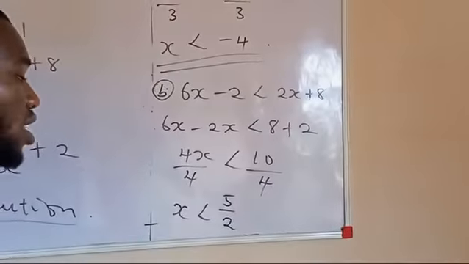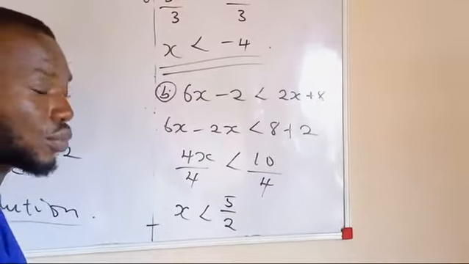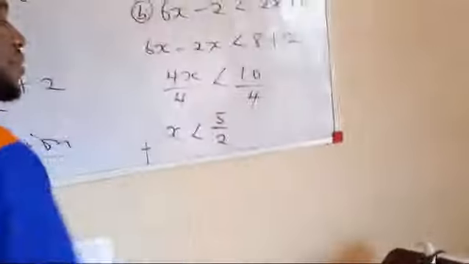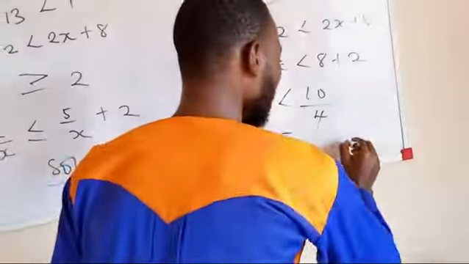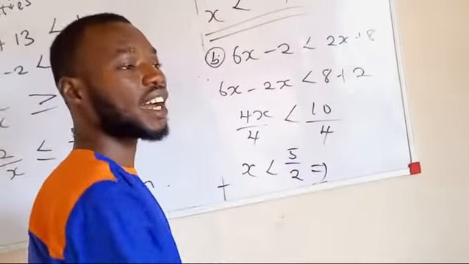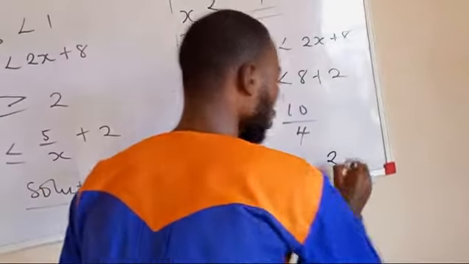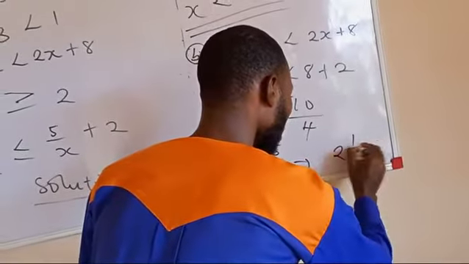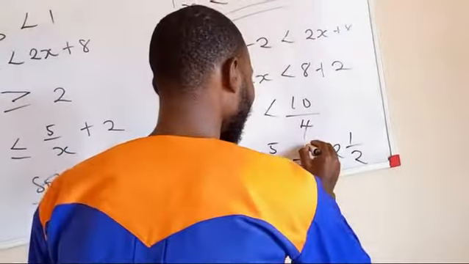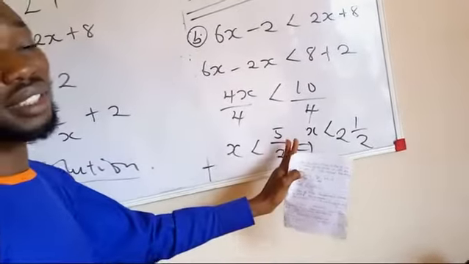We cannot leave it like this because the numerator is bigger than the denominator. So we break it down. What can 2 divide inside 5? 2 can divide 4 to give us 2. That means we'll now convert it to a mixed fraction. This one is an improper fraction. So if 2 divides 4, we have 2, a whole number, remaining how many to make it 5? That is 1. 2 whole number, 1 over 2. That means x is less than 2 whole number 1 over 2, or you can still leave it like this.